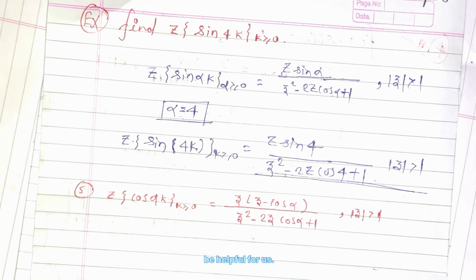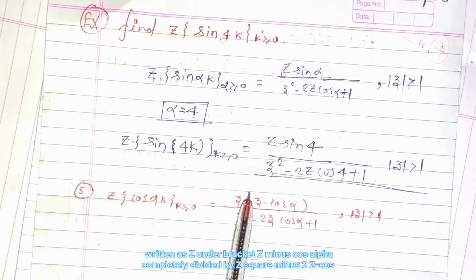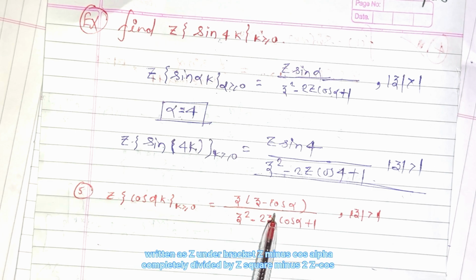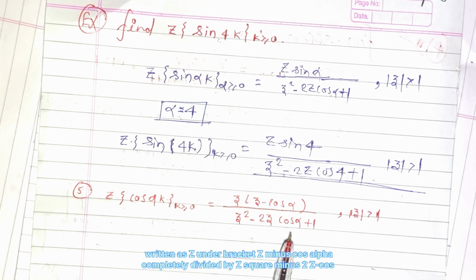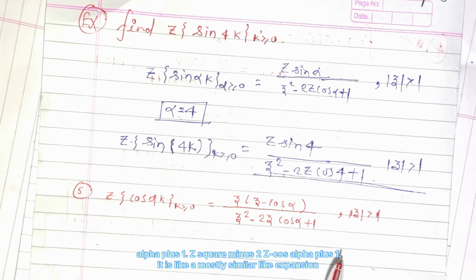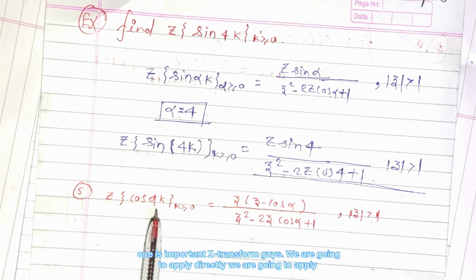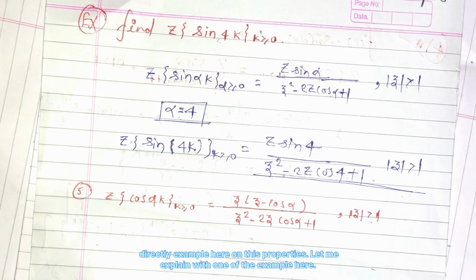Here we have the next one: the Z transform of cos alpha k, when k is greater than 0, can be written as Z times the bracket Z minus cos alpha, completely divided by Z square minus 2Z cos alpha plus 1. The denominator Z square minus 2Z cos alpha plus 1 is mostly similar to the expansion for sine alpha k. This holds when k is greater than 0 and modulus of Z is greater than 1. This is an important Z transform, guys. We are going to apply it directly in an example on these properties. Let me explain with one example here.